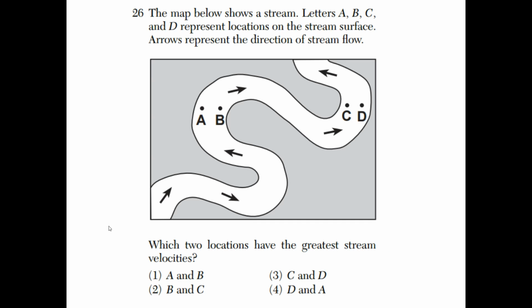Here's another one. Which two locations have the greatest stream velocities? Well, that would be on the outside of the curve where the erosion is taking place. So if you're following this along, the outside curve is A and the outside curve is D. So the answer would be number 4. Okay, so just to give you guys some examples of them.